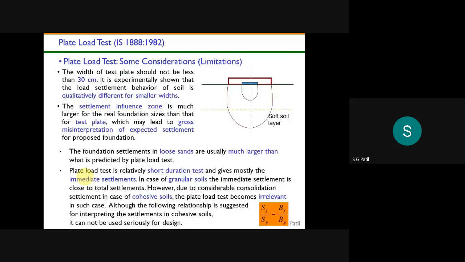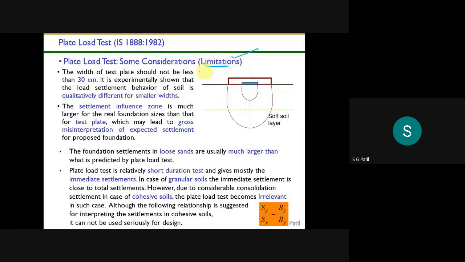So once I know about the plate load test, see, this plate load test is also not a perfect one. It also has some drawbacks or limitations. What are those limitations? We will see the limitations of the plate load test.